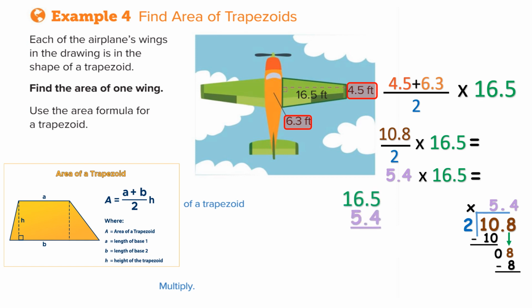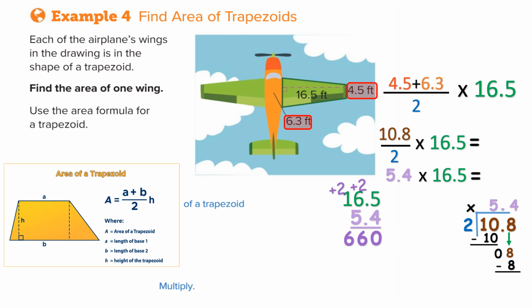So I stack those according to their place value. Multiplying those, I get 4 times 5, which is 20. Put down my 0, carry my 2. 4 times 6 is 24 plus 2. Therefore, I get 26, carry my 2. And then 4 times 1 plus 2, that'd be 4 times 1 is 4 plus 2 is 6.